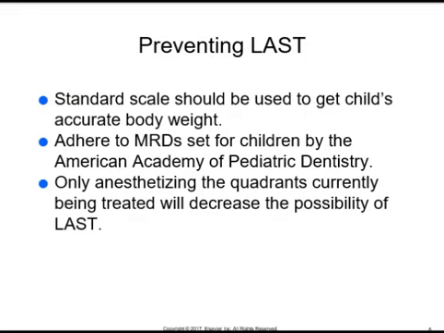So how do you prevent it? A standard scale should be used to get a child's accurate body weight, and then you want to get the child's MRD, and you want to adhere to the MRDs set for children by the American Academy of Pediatric Dentistry. When considering MRDs for children, it's also important to consider that children's organ functions may be immature. So we only want to anesthetize the quadrants currently being treated, which is also going to help decrease the possibility of local anesthetic systemic toxicity.